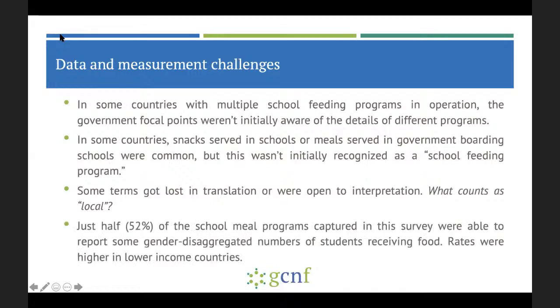And another challenge we encountered is that just half of the school meal programs in this survey were able to report some gender disaggregated numbers of students receiving food. And the likelihood of reporting gender disaggregated numbers was actually higher in lower income countries. This might reflect, for example, donor requirements around reporting.